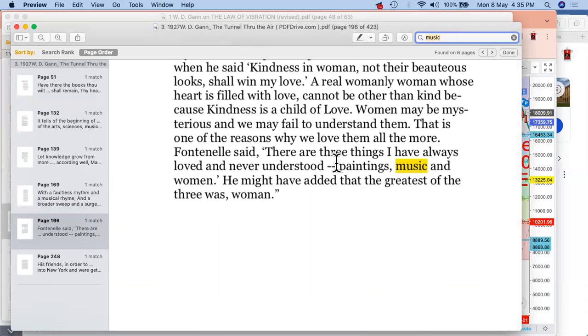Pondelade said there are three things I have always loved and never understood, right? So this word loved means something really important, and never understood. Probably we need to understand that. And these are paintings, music, and woman, right? So paintings, again, have talked about various things together. You need to study those paintings, and probably you'll be able to get into the details.